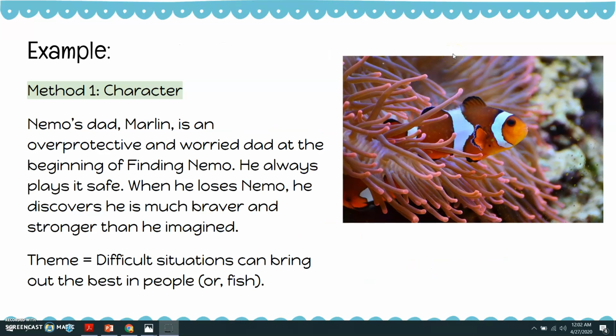Let's look at an example from Finding Nemo. Nemo's dad, Marlin, is an overprotective and worried dad at the beginning of Finding Nemo. He always plays it safe. When he loses Nemo, he discovers he is much braver and stronger than he imagined. So, this possible theme could be difficult situations can bring out the best in people, or in this case, a fish.